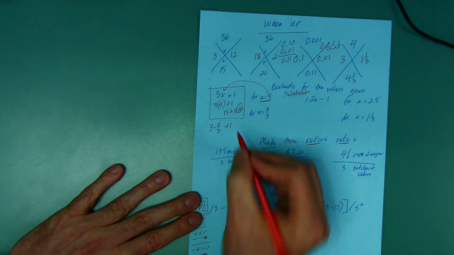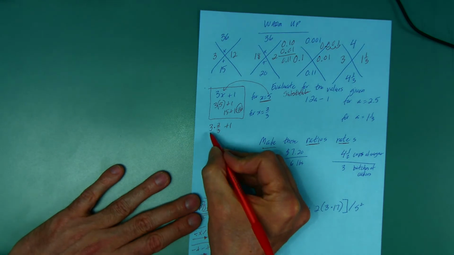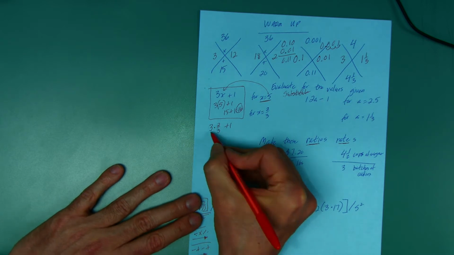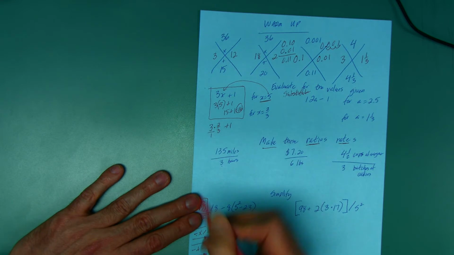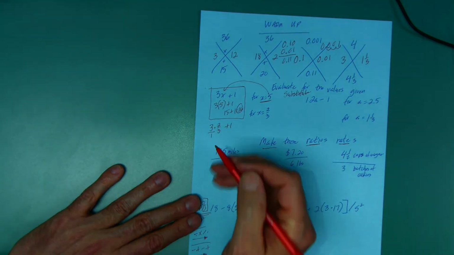Okay. Now, multiplying fractions is easy, but that 3 is not a fraction. It's a whole number. Do you know how to make it a fraction? Watch carefully when I go through all these steps, right? All you got to do, put a 1 under it. 3 is the same as 3 over 1.